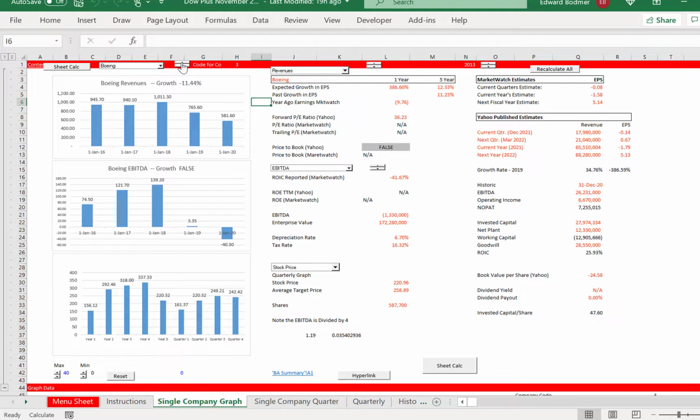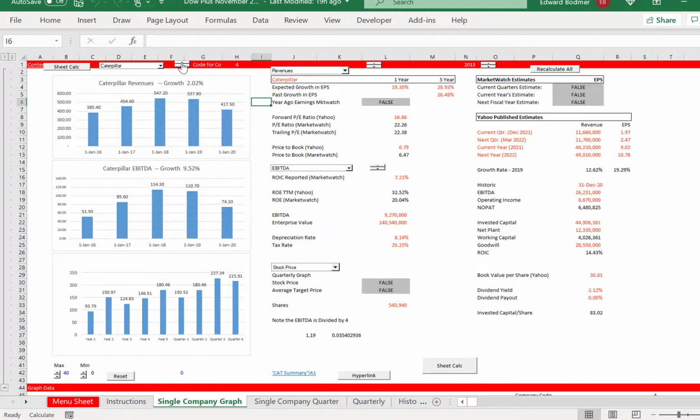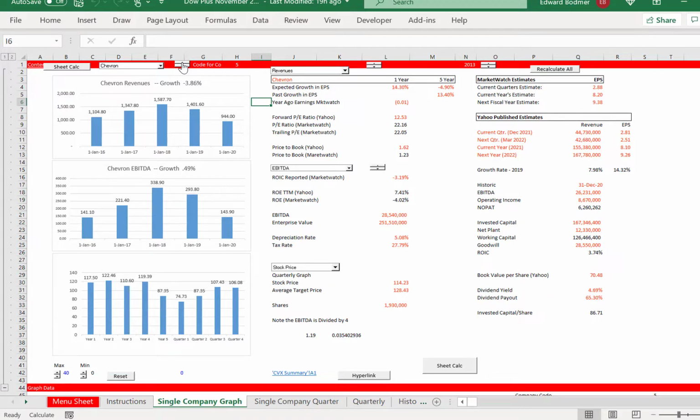Here's Boeing. Of course, they've had all their problems, so their EBITDA was negative, and their revenues have gone down, so we don't really look at them. Caterpillar, revenue 2.2% growth, EBITDA 9.5%. They're cutting some expenses somewhere, and then the stock price has gone way up. And I need to put the title on this one, and I'm embarrassed that I didn't, but I'm just going to keep going. Chevron, revenues down.